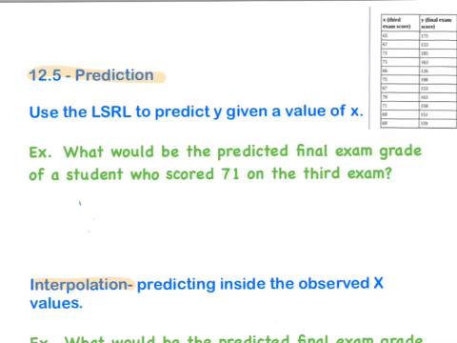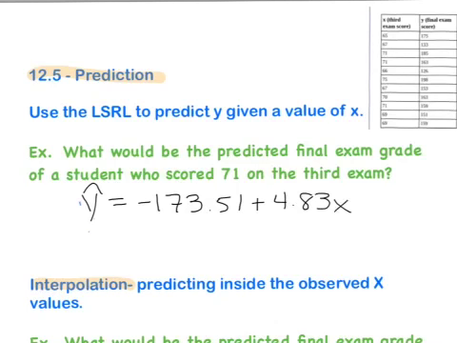So here's an example. We're going to use the same example that we used in class before, where we took the third exam score and our final exam score. If you remember, we had a least squares regression line of y hat equals negative 173.51 plus 4.83x.